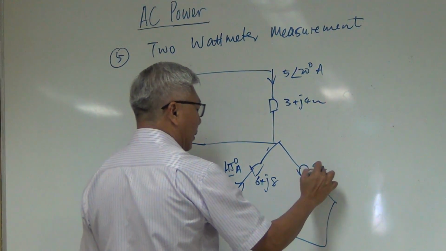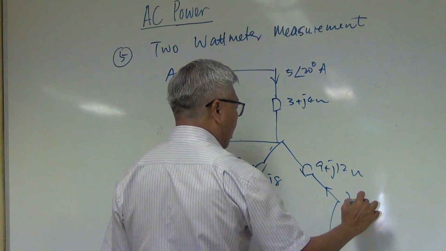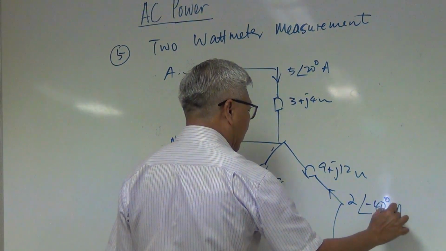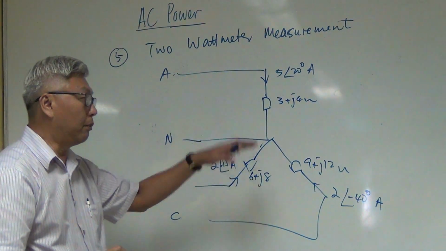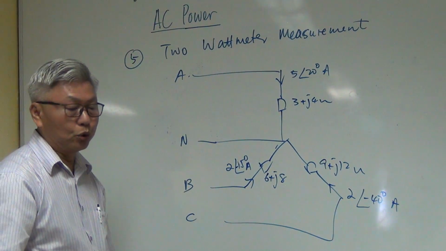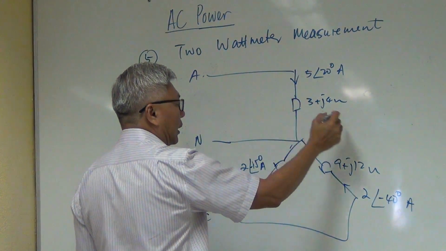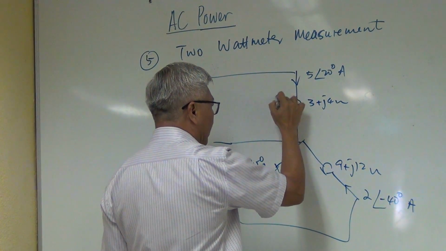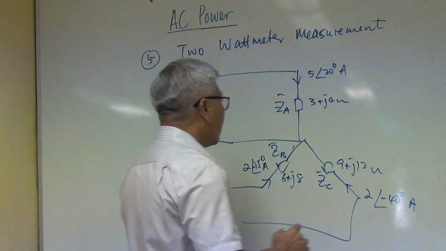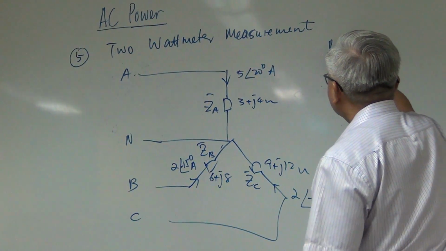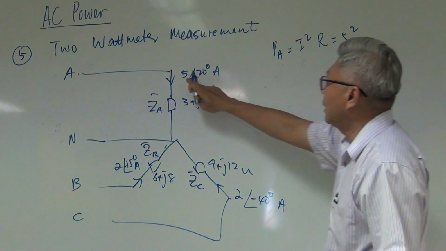Here is 9 plus j12 ohm, and the current here is 2∠-40 ampere. Anyway, all these figures are fabricated. In other words, they may not be true. I just want to illustrate to you. If I want to find the power in this system, I call this impedance A, this impedance B, and this impedance C, right? If I want the power in phase A, it is equal to I square R, so that will be 5 square times 3.